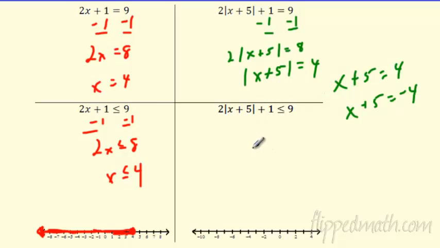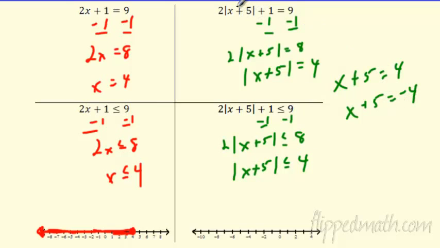How does it affect us with an inequality? Well, it's the same rules. You still have to solve for the absolute value. You still do the same thing, solving for your absolute value. In this case, instead of an equal sign, it's an inequality. Divide both sides by 2. You're going to get x plus 5 is less than or equal to 4, just like above.